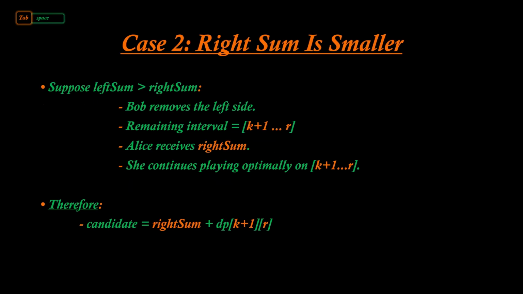Now consider the opposite situation. Suppose left sum is greater than right sum. The left side has the larger sum, so Bob removes the left side. The right side survives. Alice receives right sum points. The future game is now played on k+1...R. The best score obtainable from this remaining interval is dp[k+1][R]. Therefore, our candidate answer for this split becomes right sum plus dp[k+1][R]. Again, we compare this candidate with the other possible splits.